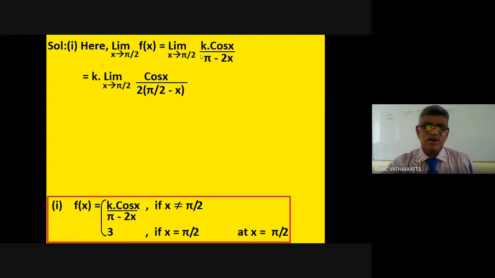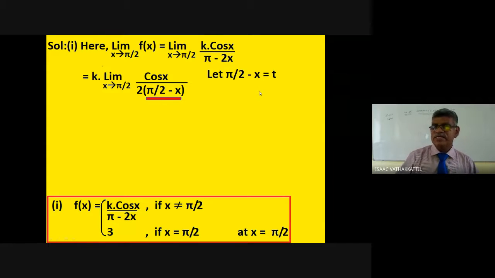The denominator 2 is taken out, and the numerator k is taken out of the limit, because the limit is for the variable x. Anything other than the variable x is a constant. K is a constant, so it comes out of the limit. The 2 taken out can also be taken out of the limit. Further, I take pi by 2 minus x equal to a new variable t.